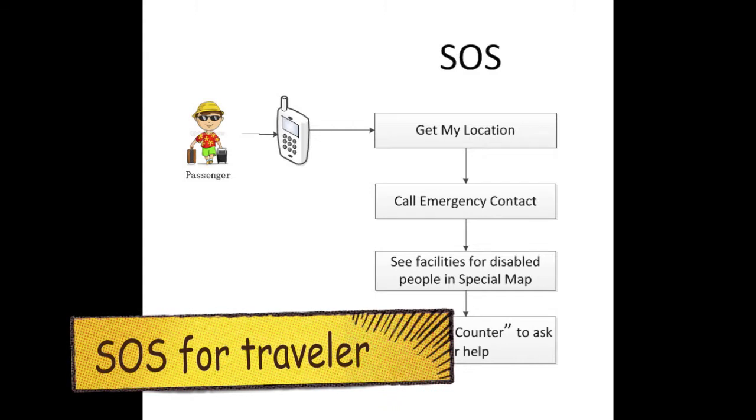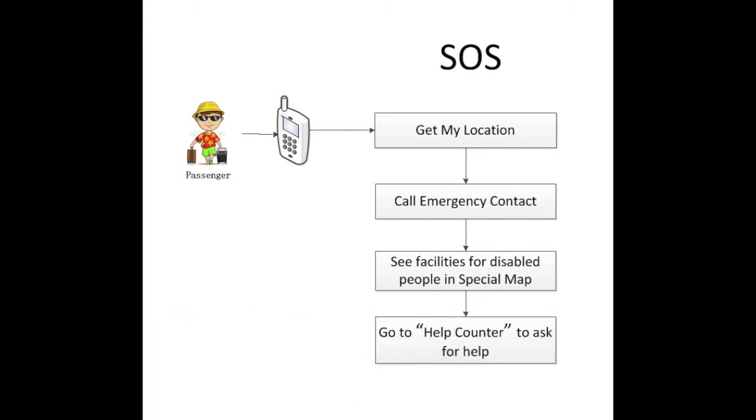Next, we will have a function specially designed for travelers to a strange city for the first time, which is called SOS. In this function, a passenger can get his location, call an emergency contact, who is usually a crew member, see facilities for disabled people on a special map, and go to a help counter to ask for help. Next, let's have a look at the demonstration.